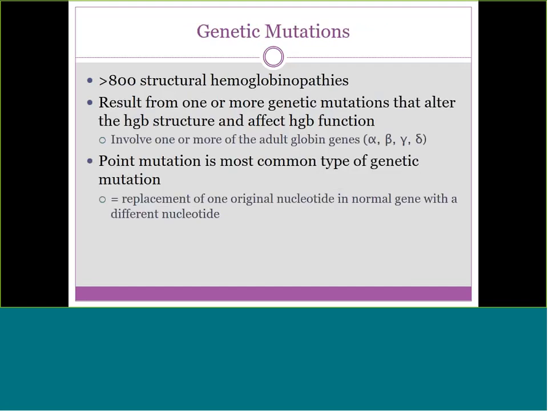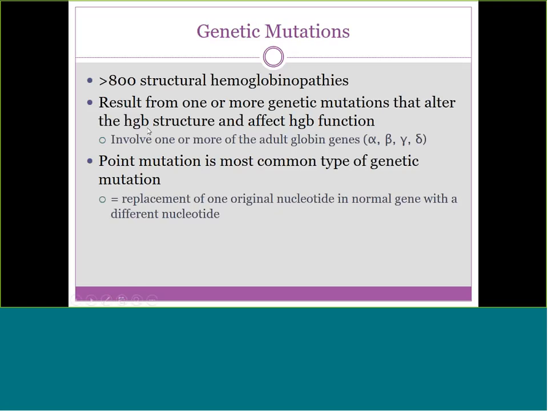So there are actually greater than 800 structural hemoglobinopathies. That's a lot. That's a lot of different hemoglobin diseases, different amino acid sequence switching. Now, we are going to whittle that greater than 800 number down to just a couple that I really, really want you to remember out of all of them. And so we will go through them.